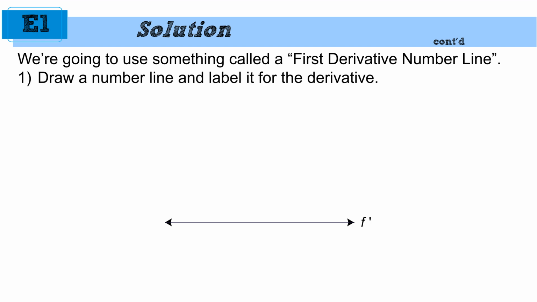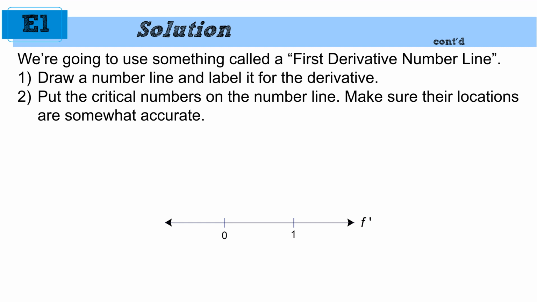Okay, so you start with a number line. And you label it. Labeling it seems overly picky, but it's crucially important. Because you'll see later, we're going to have a different type of number line. Is that better? Okay. On that number line, you're going to put your critical numbers.